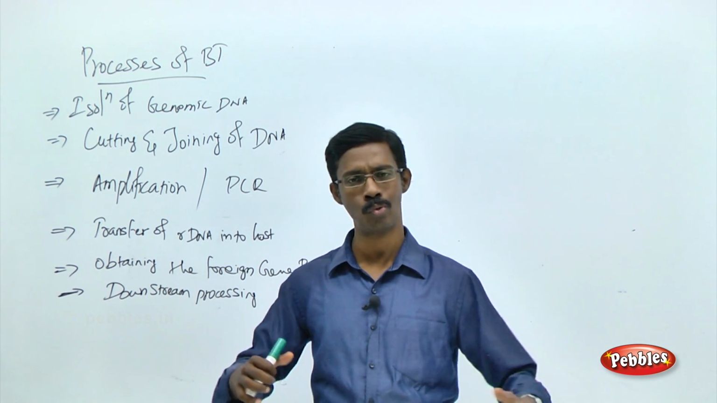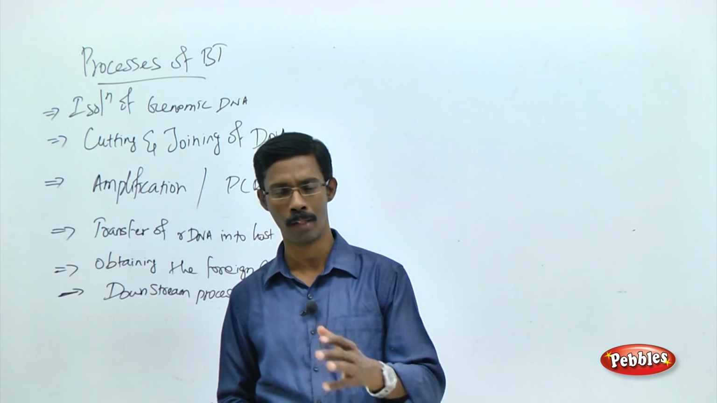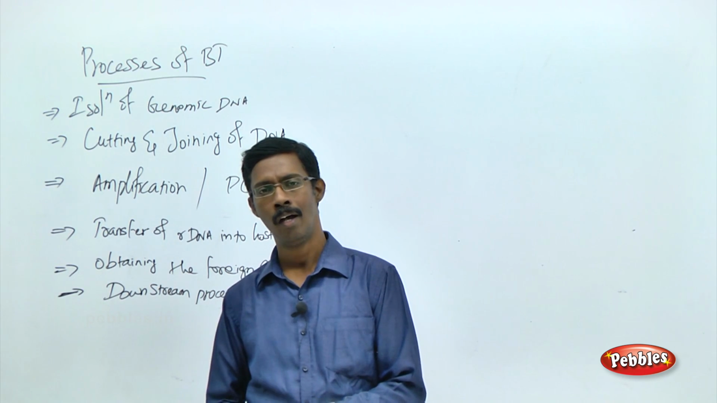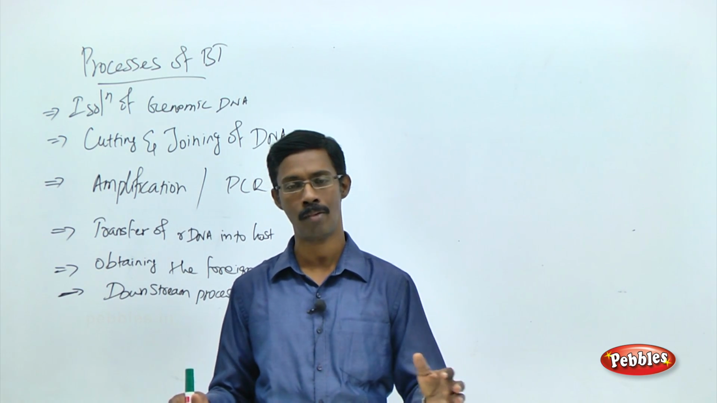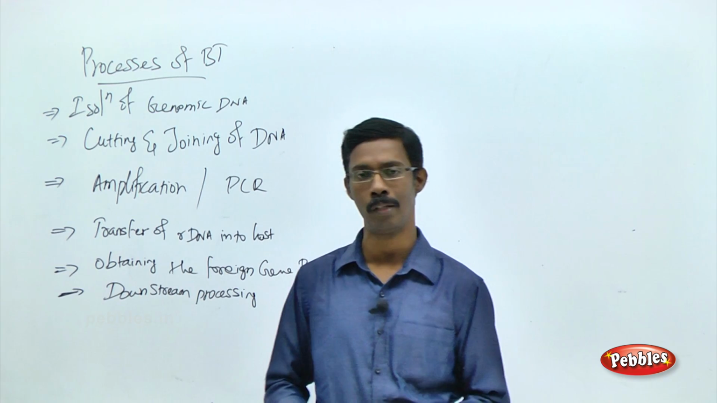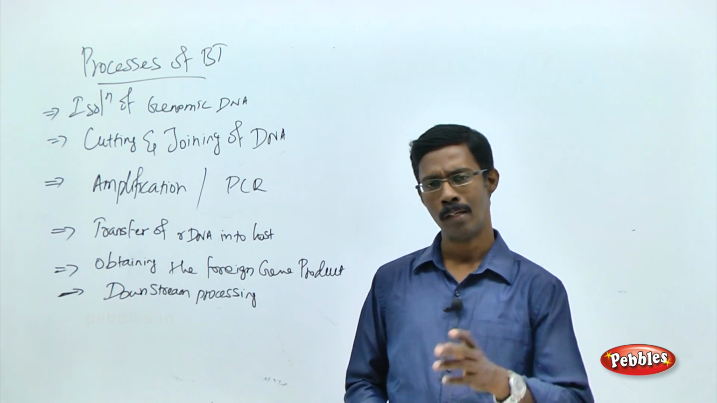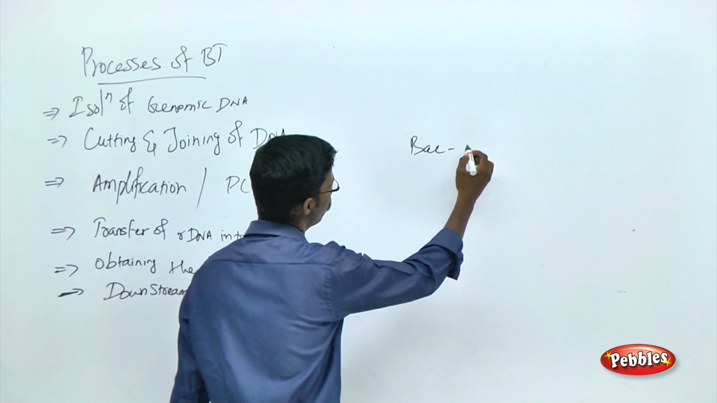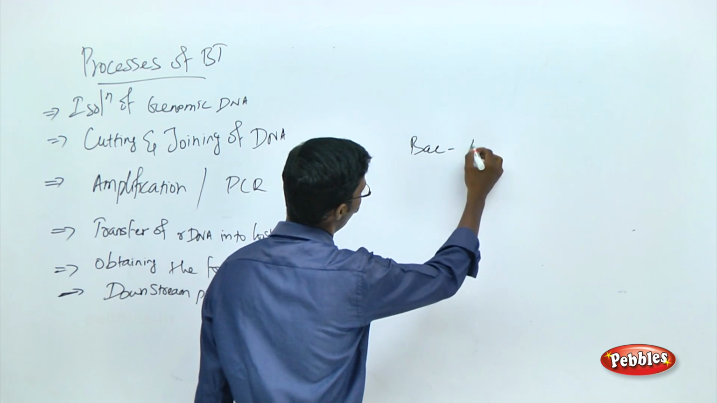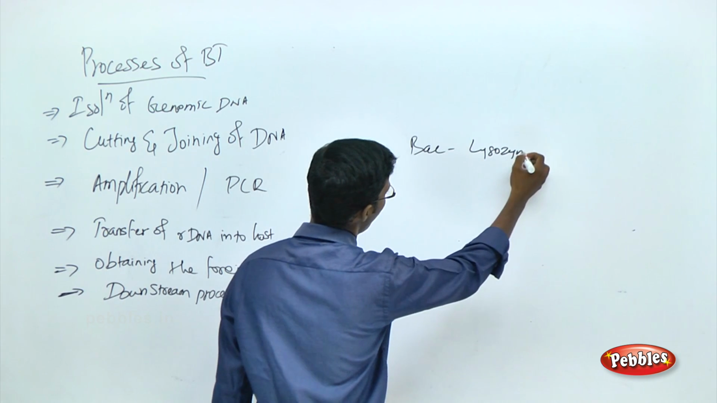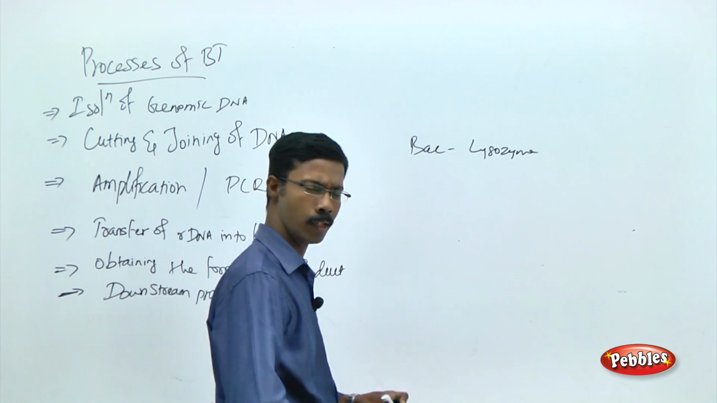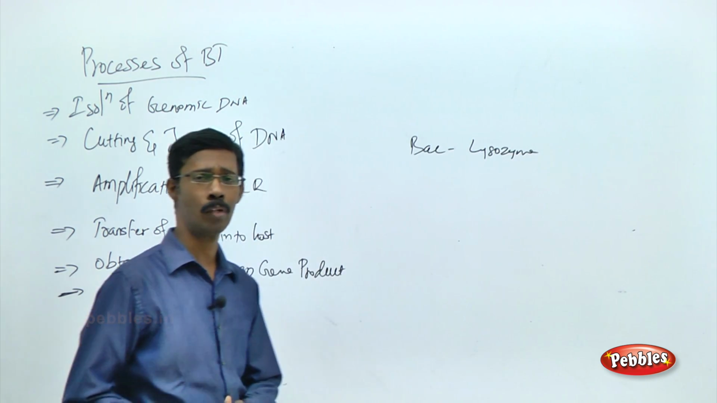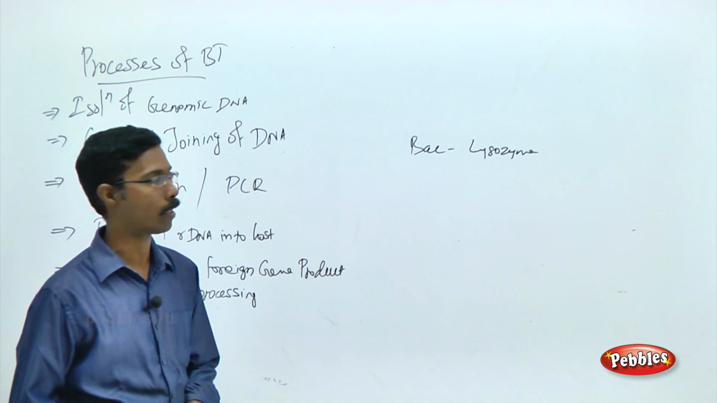Based on the source, the steps may vary. For example, if you are going for bacteria, you have to lyse the cells by rupturing the bacterial cell wall that is made up of peptidoglycan. So normally in the case of bacteria, the cell wall is made up of peptidoglycan, so you have to go for the enzyme lysozyme. Lysozyme is an enzyme which can digest the glycosidic bonds in the cell walls of the bacteria.